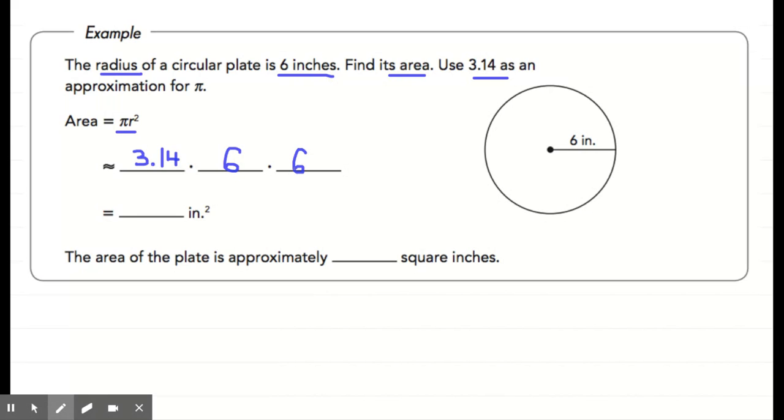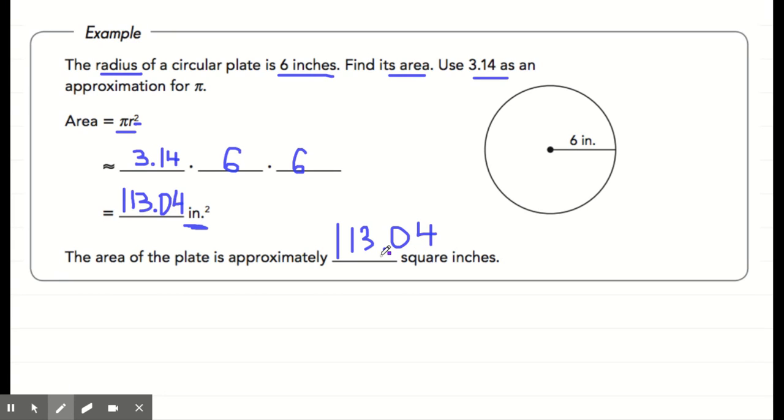So on my calculator, I can multiply 3.14 times 6 times 6 equals 113.04 square inches. Think of the term area. Area is how many square units. So in order to find the area, you use pi r squared, and the unit is square inches. So the area of this plate is approximately 113.04 square inches, meaning that it takes approximately 113 square inches to cover the whole plate.